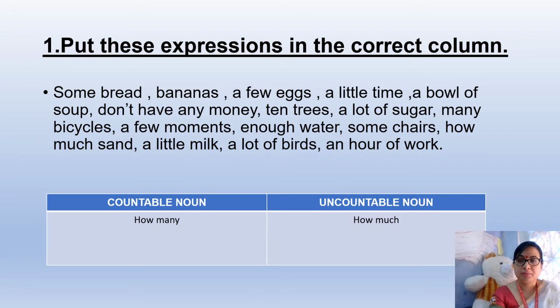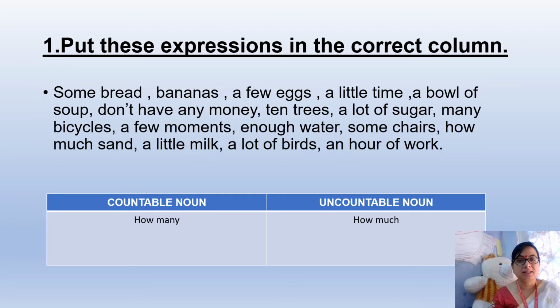Now you can see I have put up two questions there. For countable, I have written how many, and for uncountable, I have written how much. So what you have to do is for each and every word given there on the top, you have to add up this question. For example, the first word is some bread. Now how you are going to ask? How many bread or how much bread? So your answer will be how many bread, right? So if it is how many, then you will put it in countable. If it is how much, you have to put it in uncountable.